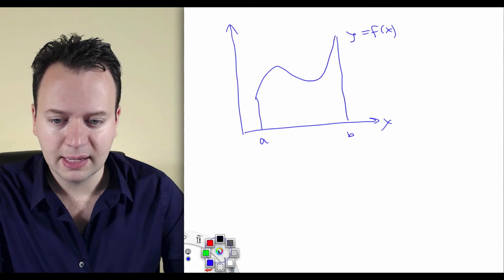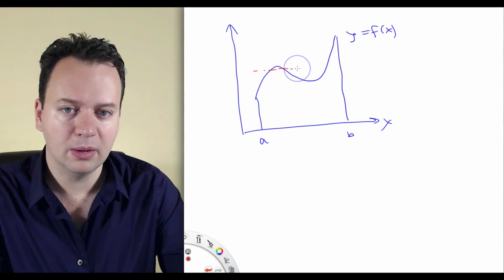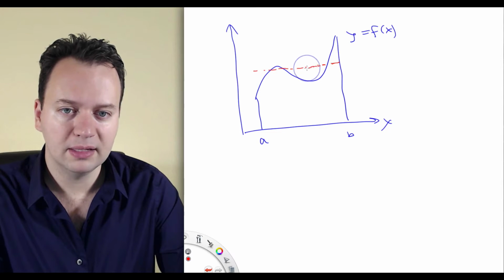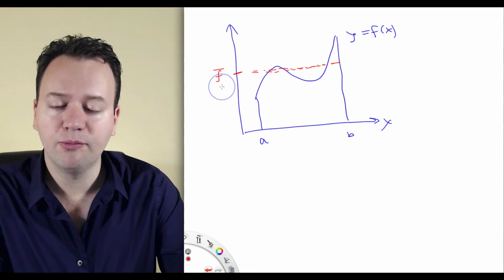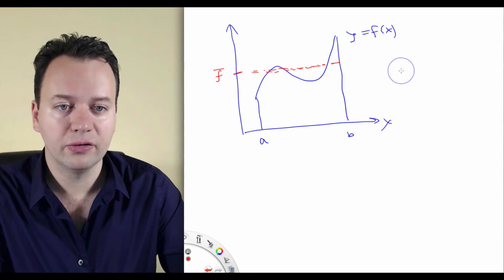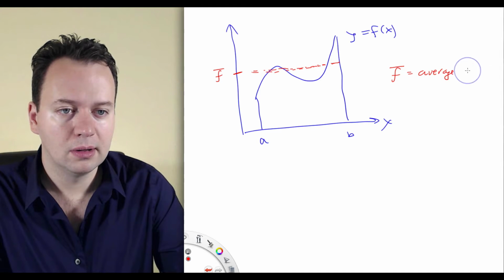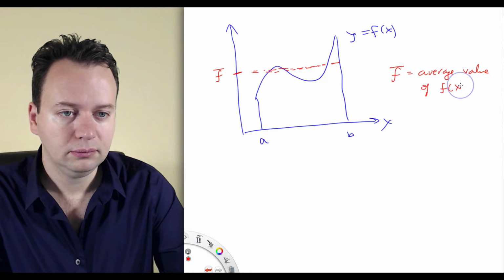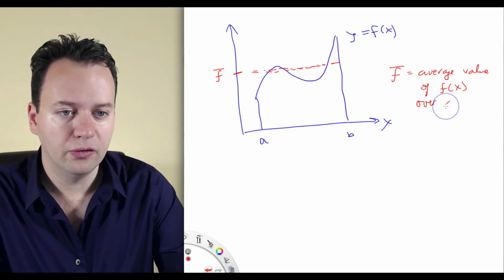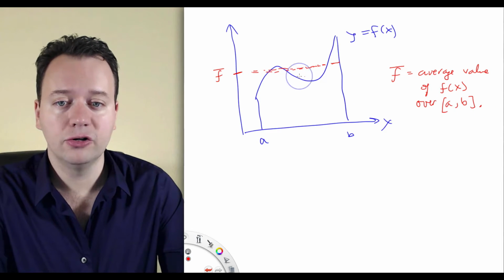So it makes sense that, well, maybe the average value is some height somewhere in between. So it's some height, something like this. So we'll call that one f bar. So f bar for the average value of f. So f bar is the average value of f. And then say over the interval from a to b. So on the interval from a to b, f bar is the average output.